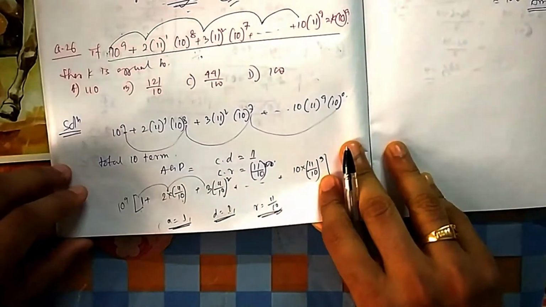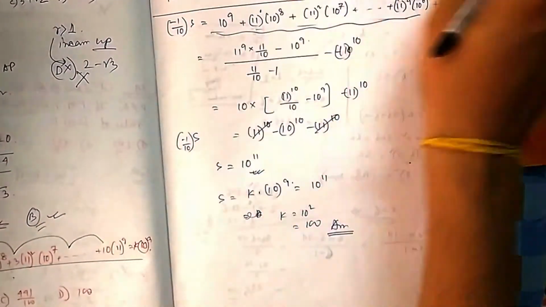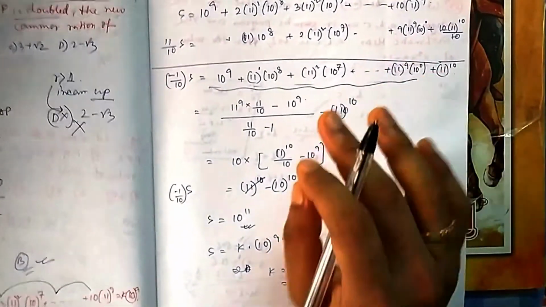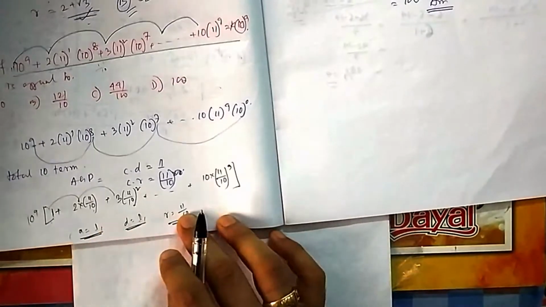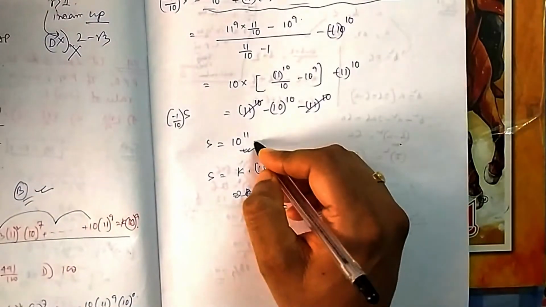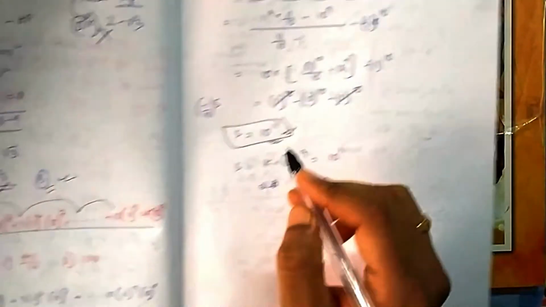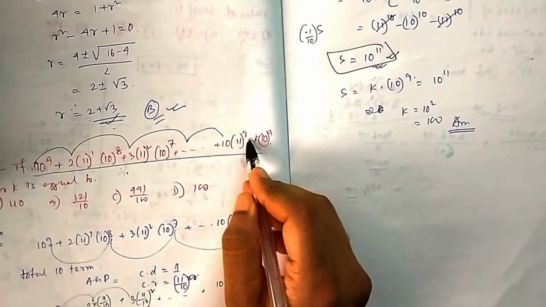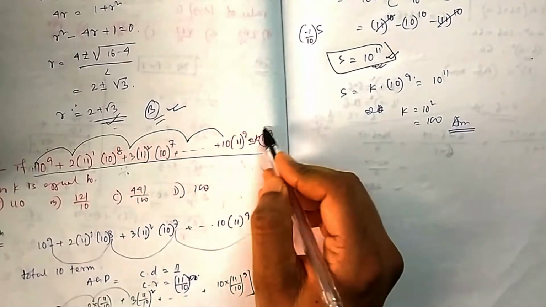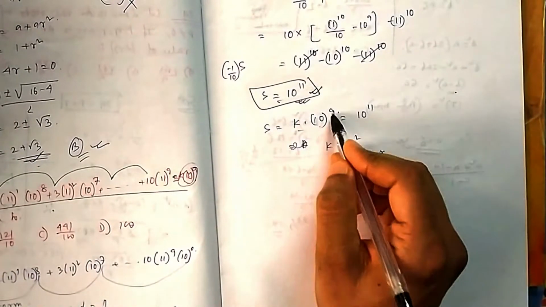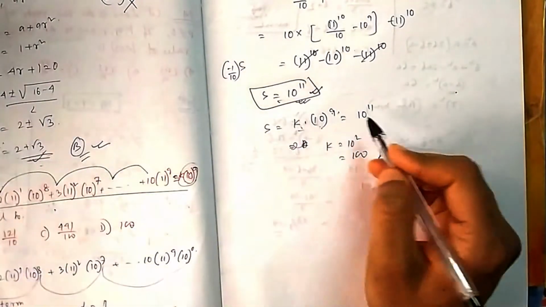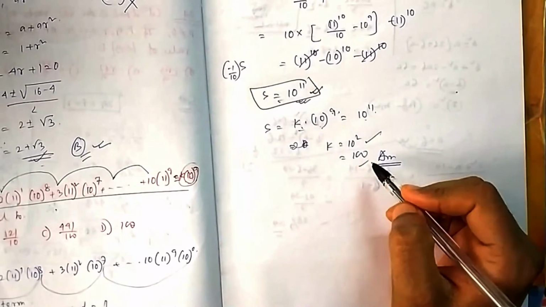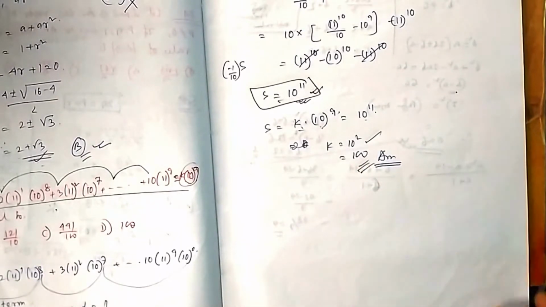Here I have used the original method by which this AGP formula was derived. But if you know the formula, you can apply these values directly and you will get the summation. But this is not your answer. Because they have given that this is equal to k into 10 to the power 9, so k into 10 to the power 9 should be equal to 10 to the power 11. That means k should be equal to 10 square, that is 100. That is your option D.